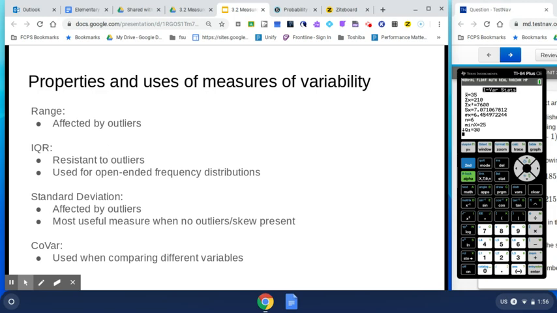The standard deviation is also affected by outliers because it uses the mean in order to calculate it. So the mean is affected by those outliers, and therefore the standard deviation is as well. But it is the most useful measure when there are no outliers or skews present in the distribution. And then remember, CoVar is used when comparing different variables. Okay, this concludes our lesson on measures of variability.